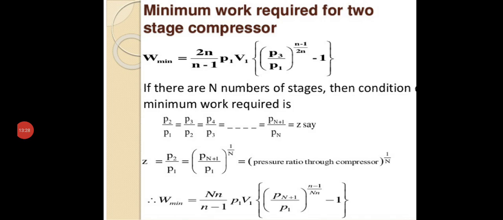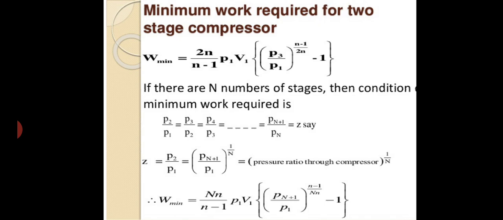Now we are going to discuss minimum work required for a two-stage compressor. For minimum work we have derived the formula: W = 2n/(n-1) P1 V1 [(P3/P1)^((n-1)/2n) - 1]. Now if N is the number of stages, then the condition for minimum work is P2/P1 = P3/P2 = P4/P3 and so on. So here P(n+1)/Pn is a constant ratio.